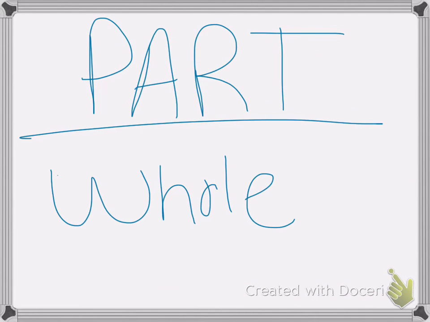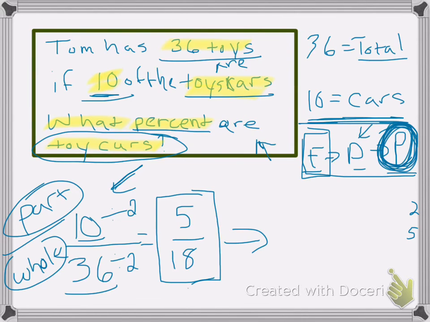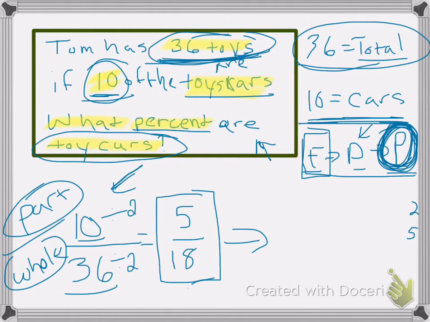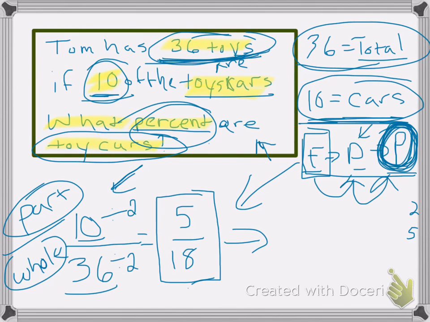But the most important part you get out of it is, remember to do part and whole. Find your part, then find your whole. Your total was 36. That's your whole. 10 cars was your part. Make your fraction. Convert it to decimal. Convert it to percent if that's what it asks for. And that's what it asks for here.